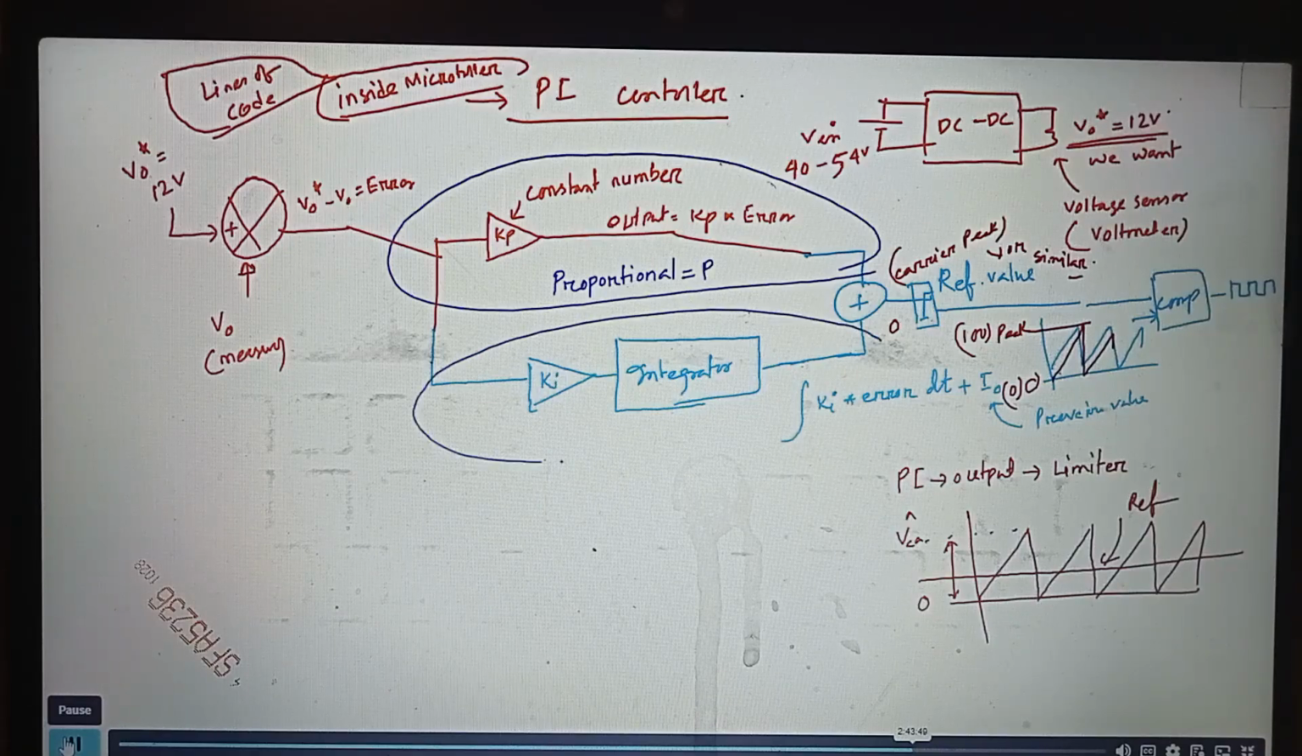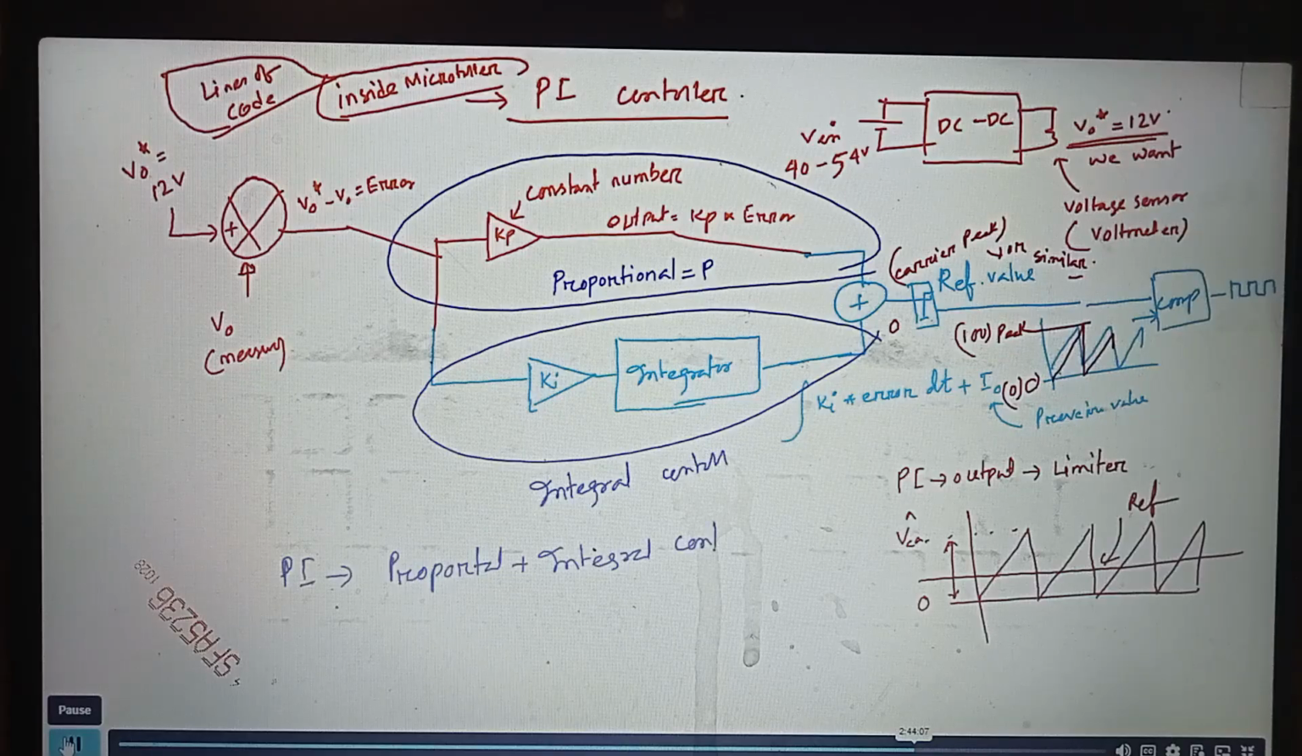The bottom part is doing integration, so it is called the integral controller. So in total, it is a PI controller, basically proportional plus integral controller. Do note their outputs are added, right? Not subtracted or multiplied. Both the P controller and the I controller have the same input, the error, but the outputs are added together. That generates the reference signal. I hope this point is clear.